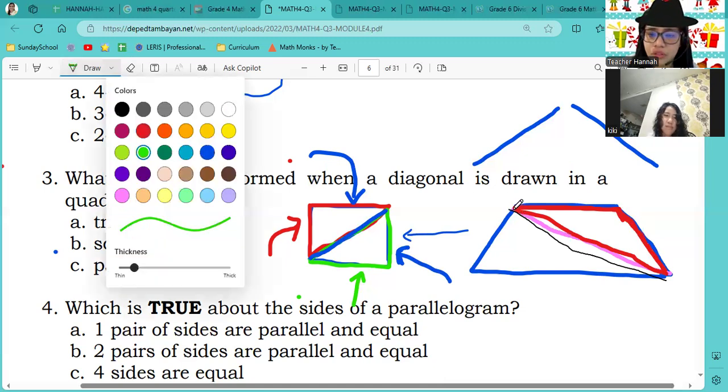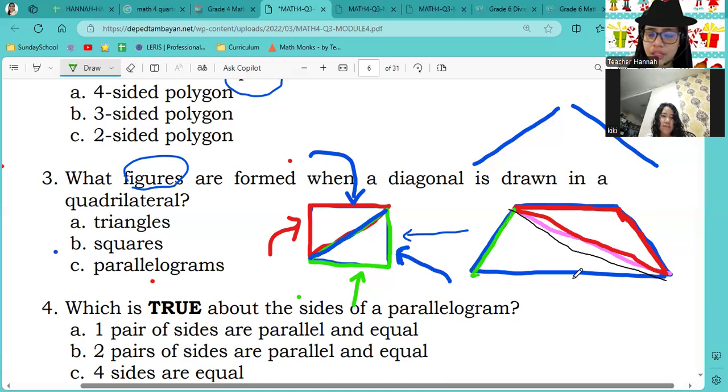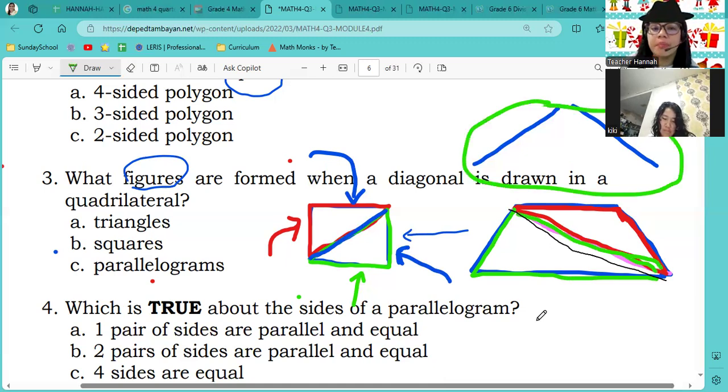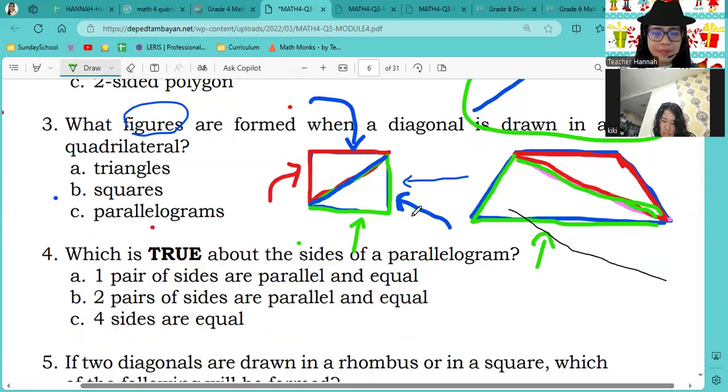I'm going to draw it again. This one. What shape is this? Still a triangle. So that means whenever you are drawing a diagonal in a quadrilateral, you will always get two triangles. Okay, Michaela? Okay, so that's it for that.